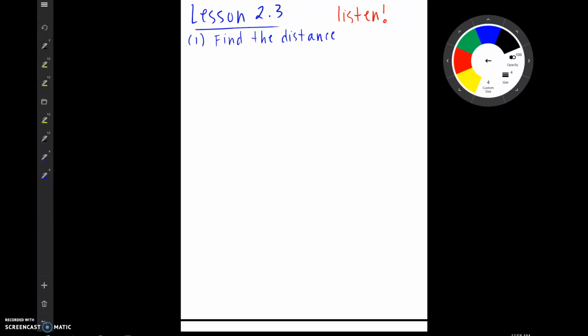Okay, so lesson 2.3. Just listen to me for a minute. You don't have to write anything down. So in class, we all looked at an example where I had you plot 2 points in the coordinate plane, and I asked you to find the distance between those 2 points. And what we did, we created the slope triangle.